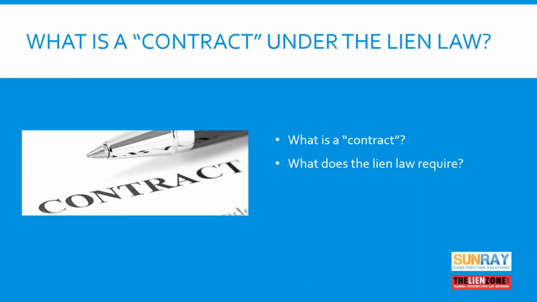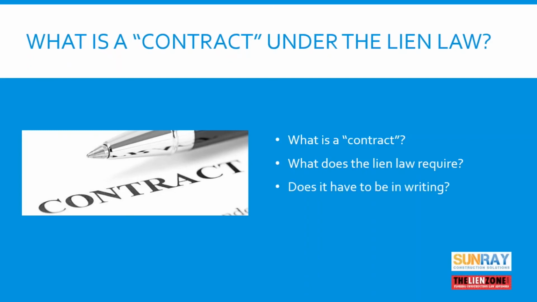So as long as there's an agreement that exists between the owner and the contractor, then every other contract underneath that, assuming of course that the scope of work was within the original scope of contract that the owner was expecting, all of those parties have lien rights.